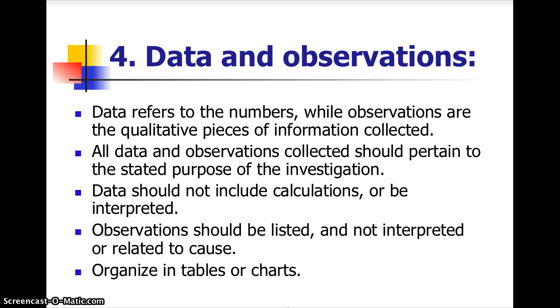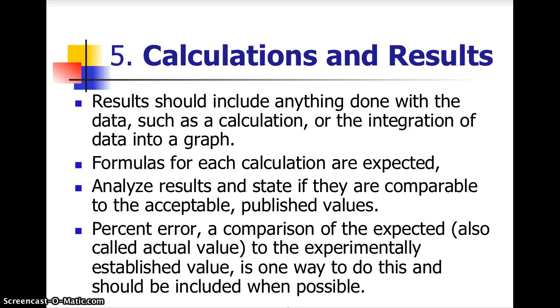All right. Section 4, data and observations. Data is the numbers, while observations are the things that we see, like color or heat or quantity. That is an observation versus a quantity as a measurement off of a scale, okay? Data should not include the calculations. We're going to do that later, right? It's best to organize this in a table or a chart, right?